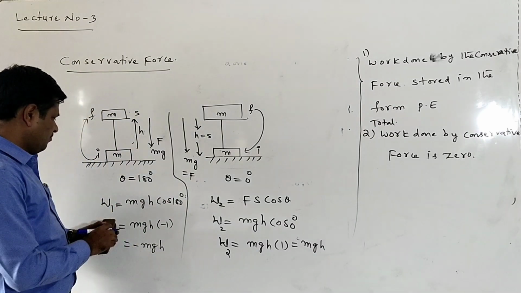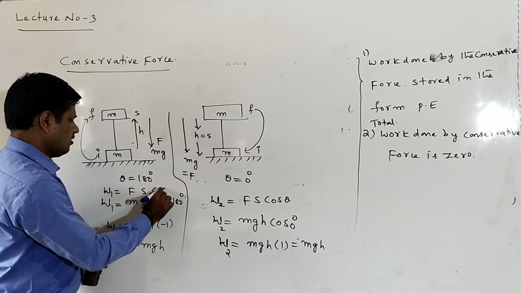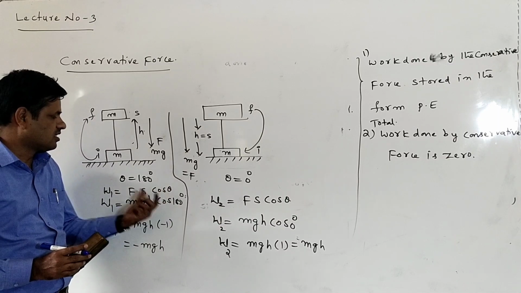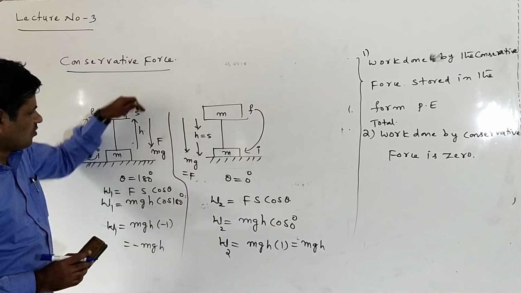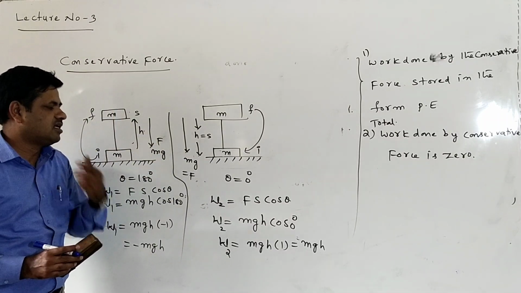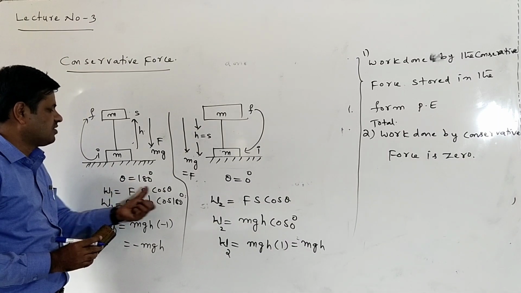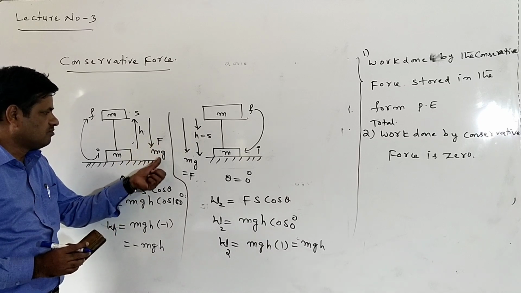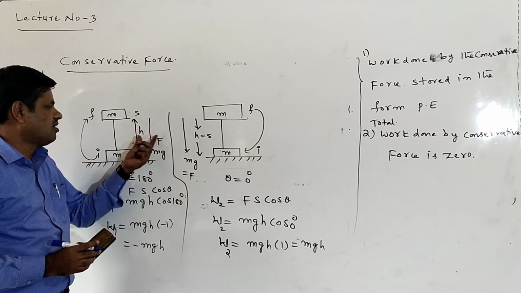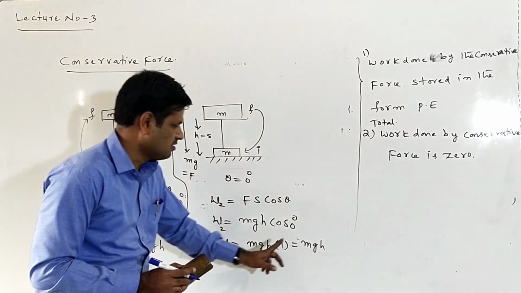Right? Here also I am writing W1 using the same formula: W1 is equal to Fs cos theta. F is equal to mg, S is equal to h, and cos theta is cos 180, because here the force is acting in the downward direction and the body is displacing in the upward direction. Force and displacement are in the opposite direction, so theta is equal to 180 degrees. Here work done is minus mgh, and here work done is plus mgh.